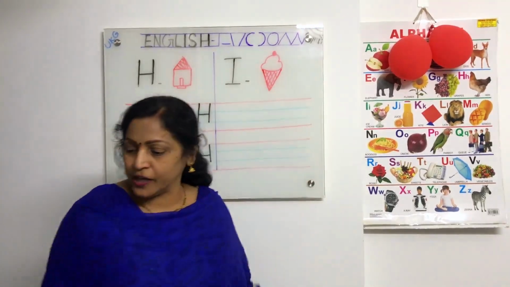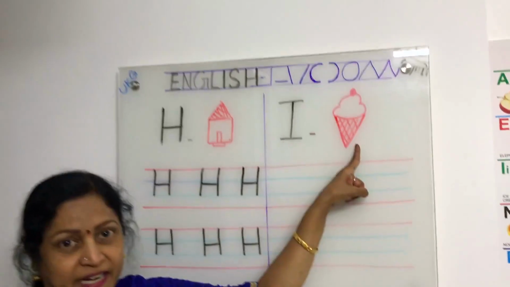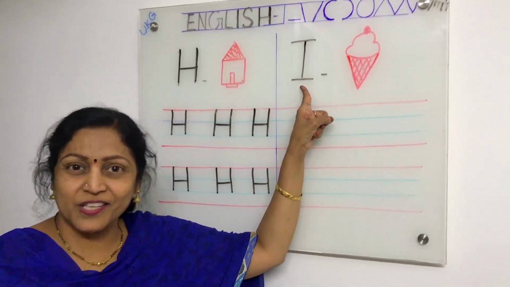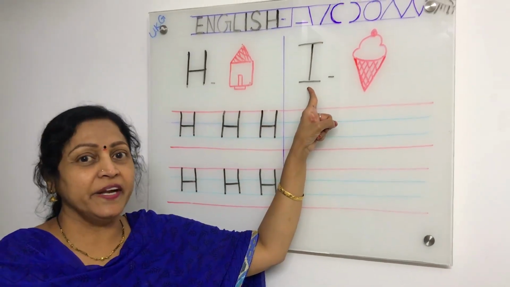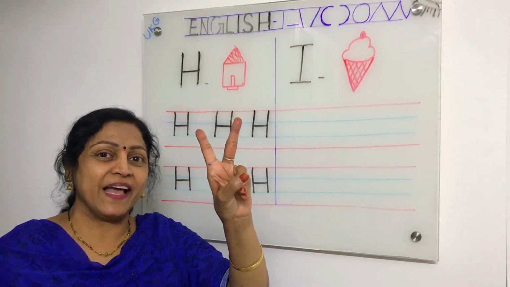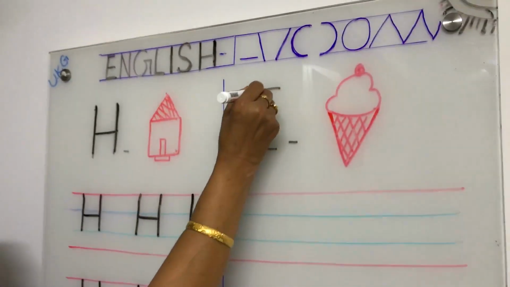Okay, children? Look at the board. What is this? This is ice cream. I for ice cream. So I is very easy to write, children. We need to write I, one standing line, two sleeping lines. That's all. See here. First, we should write standing line.